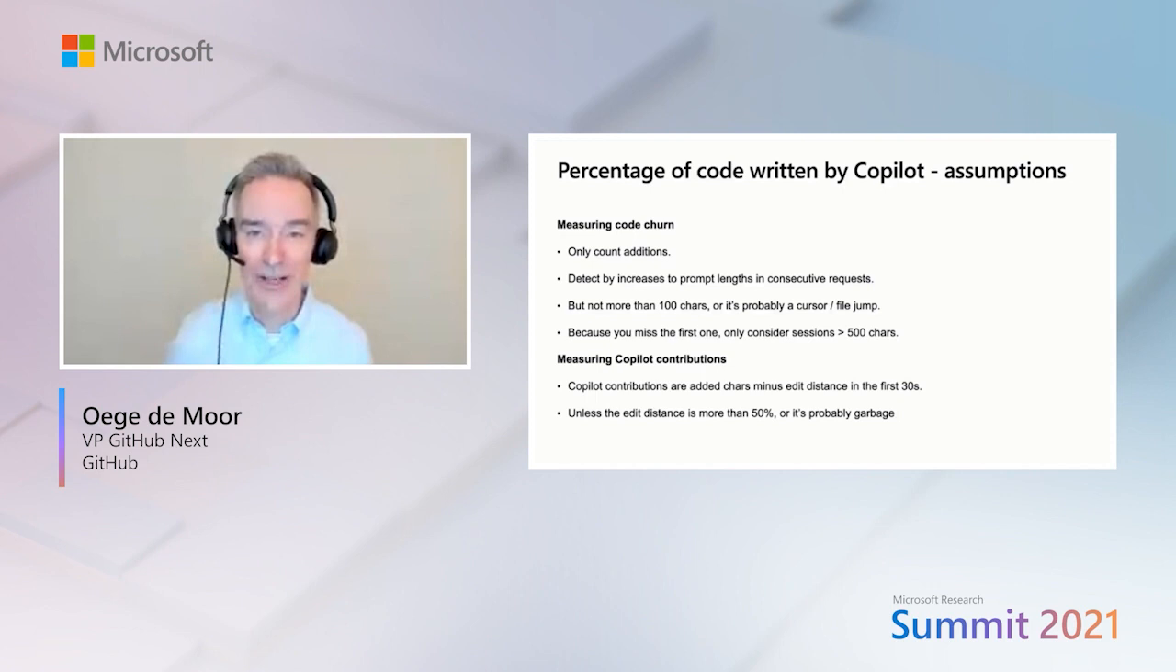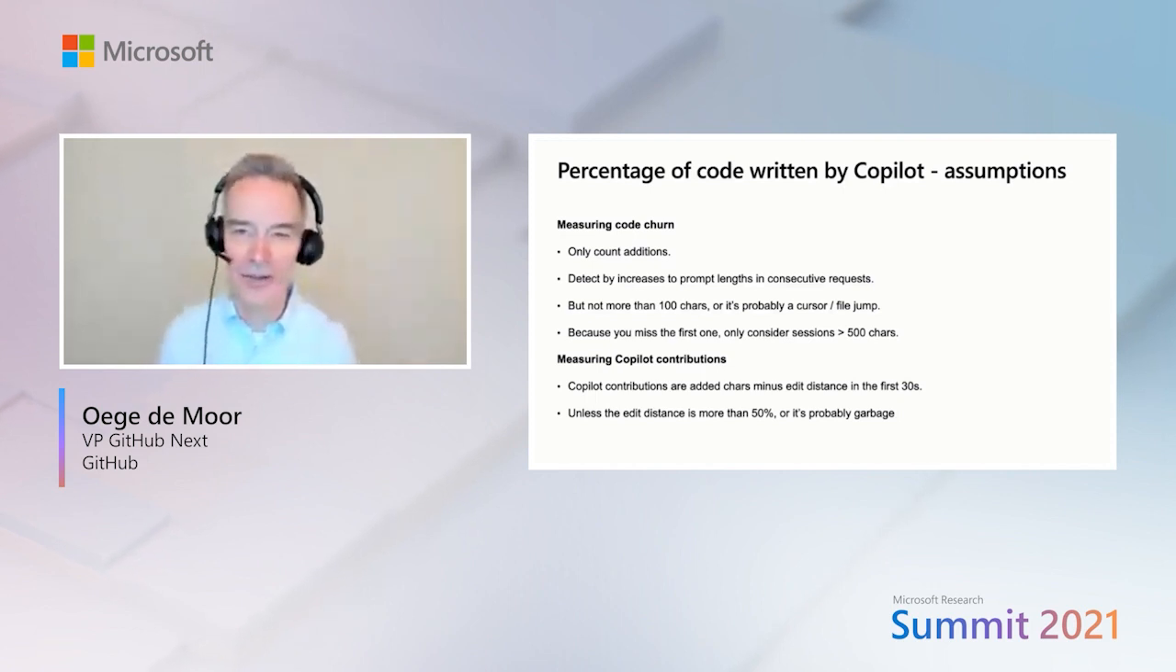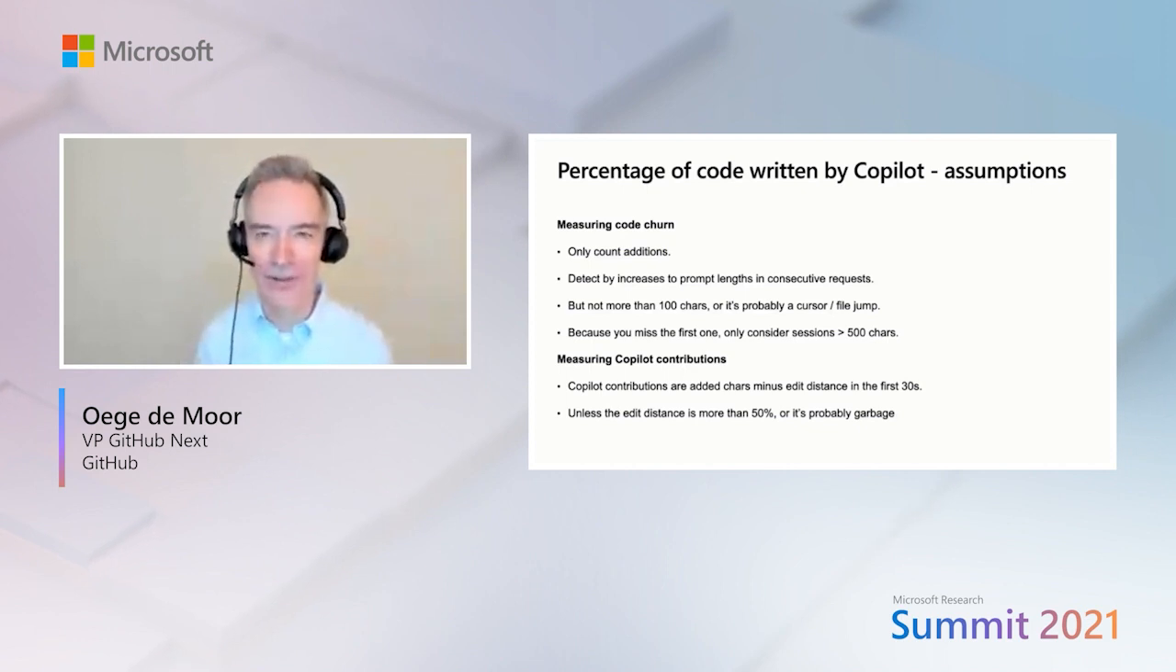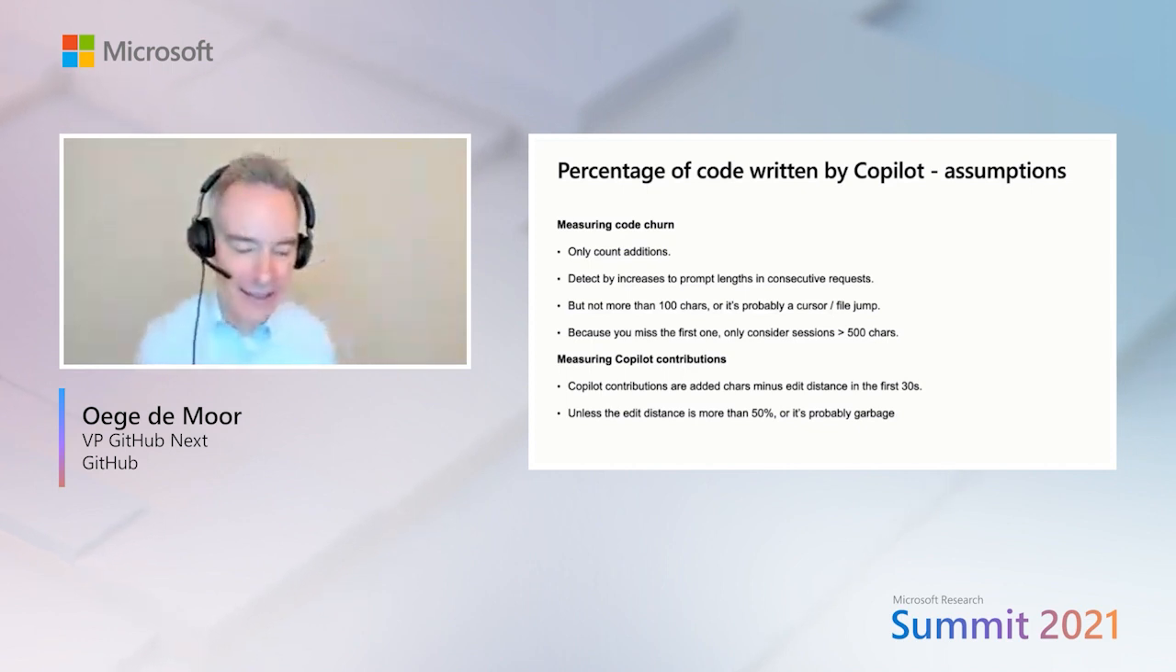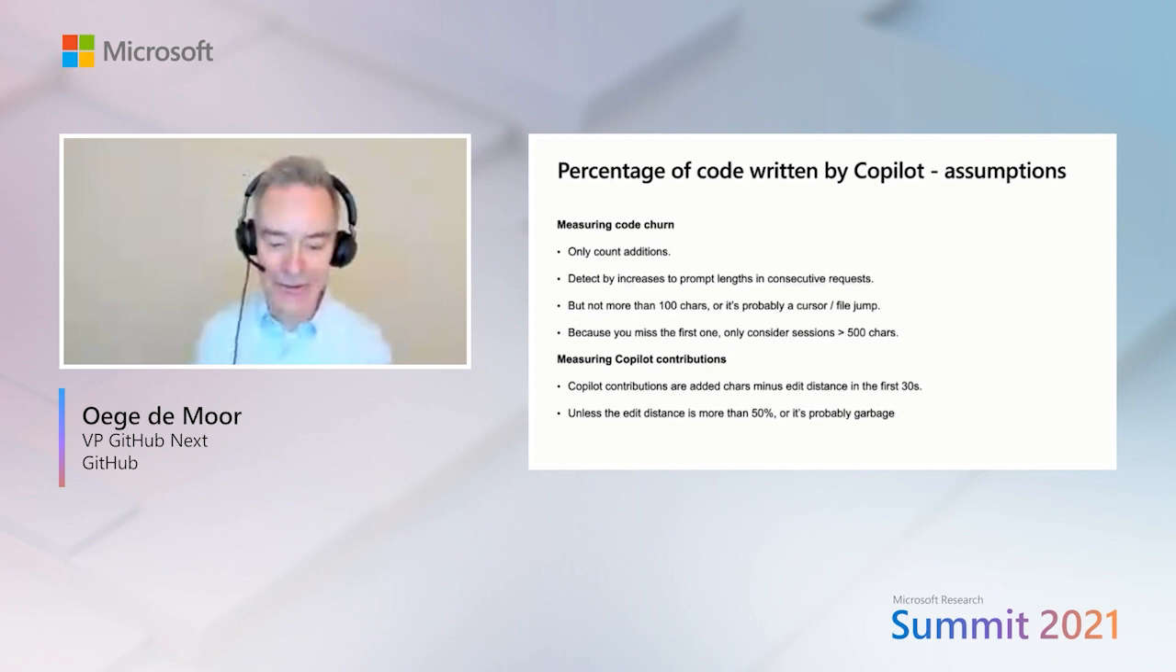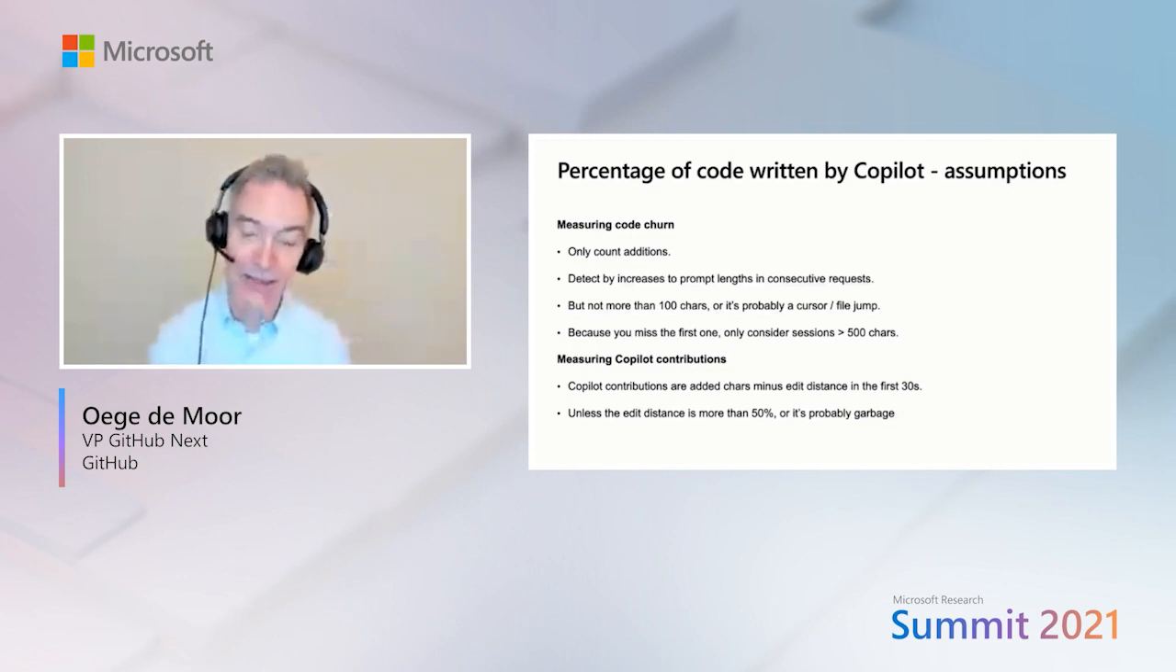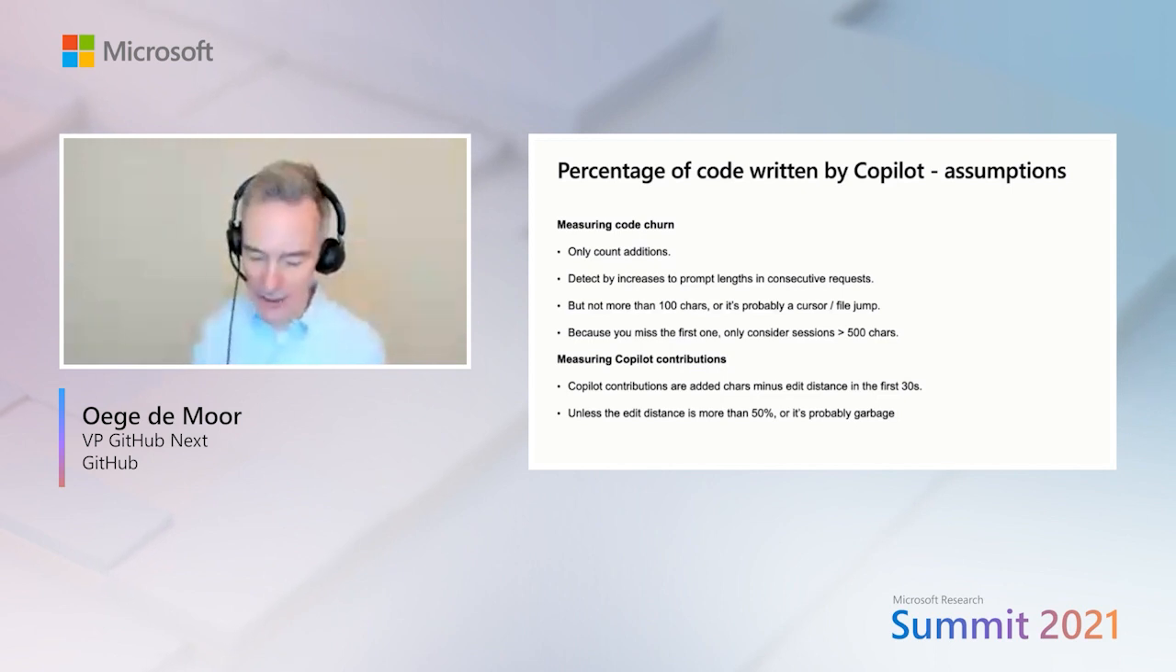Unless you make too many changes. If you change more than half of the suggestion, we count it as a total loss. There, Copilot didn't contribute anything. Arguably, it contributed negatively. So we only count contributions where the edits are fairly minor, less than half of the characters.